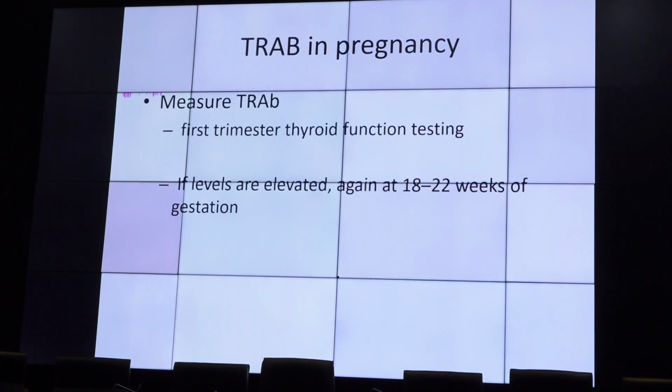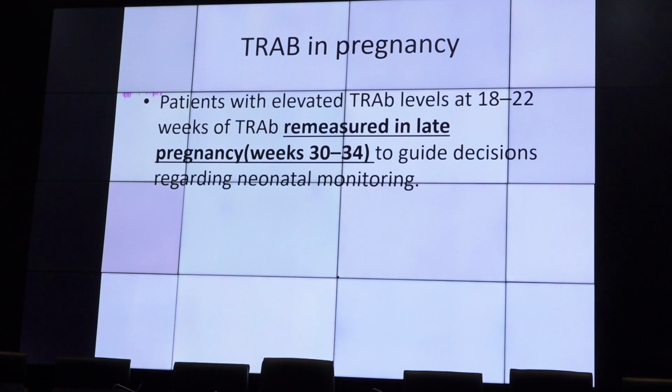Now, TRAB in pregnancy should be measured, because it gives us a lot of information. When to measure, we should remember. In the first trimester, when the patient has been diagnosed with hyperthyroidism, Graves' disease, we should measure the TRAB. If the levels are elevated, we do it again at 18 to 22 weeks. And if it is still elevated at 18 to 22 weeks, re-measure it at 30 to 34 weeks. Why is this important? Because measuring it in the first trimester makes it easier to understand that we can take the patient off ATDs. If a patient is pregnant and the TRAB is negative, we can think of even stopping the ATDs, or we can start tapering very fast.